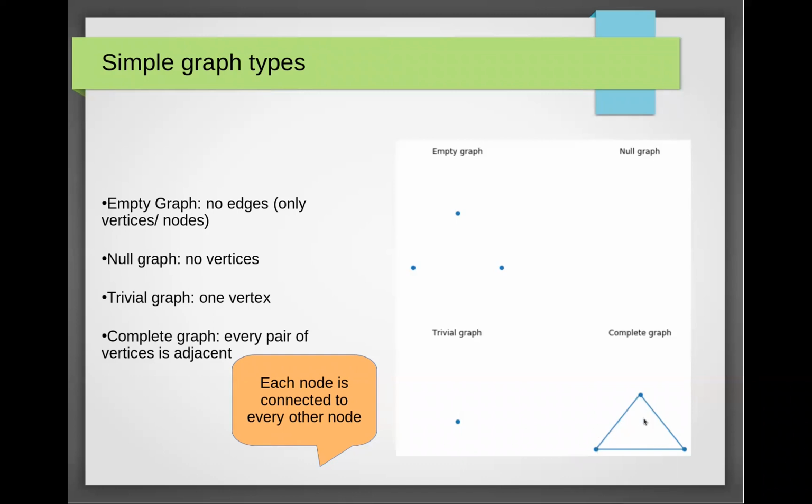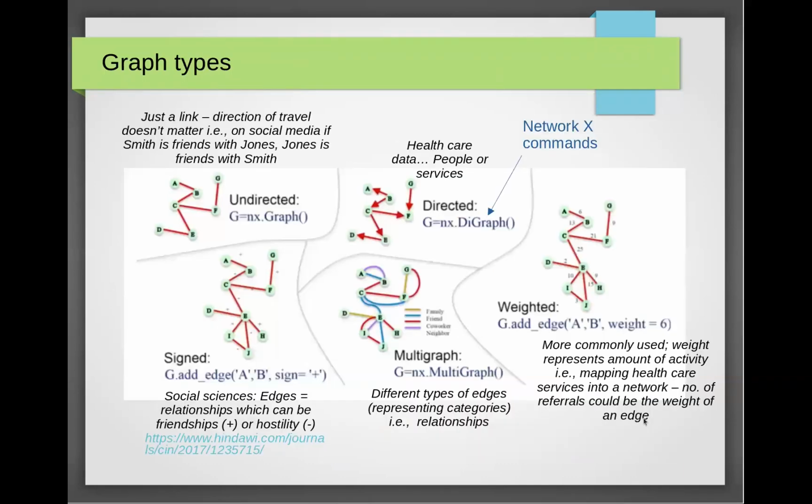Now, taking this one step further, for the different graph types that you have available, there are two main types really, and that is undirected. This is where the direction of travel between two nodes or vertices does not really matter.